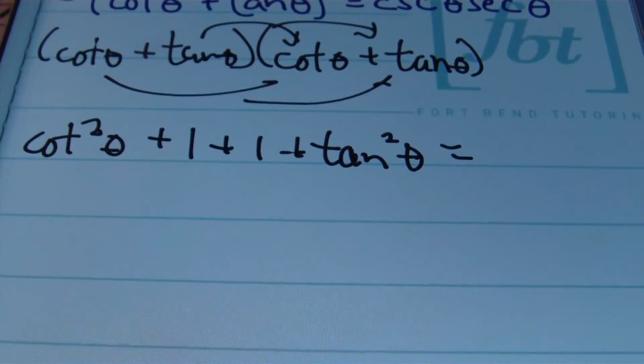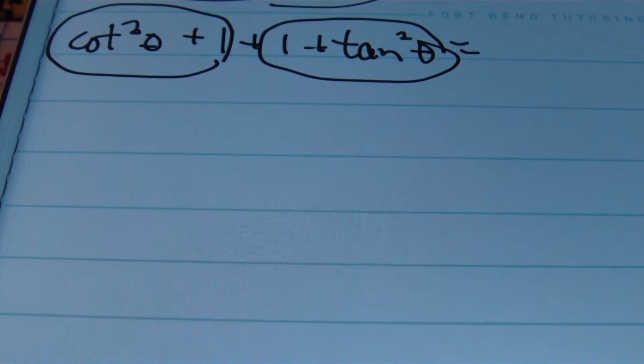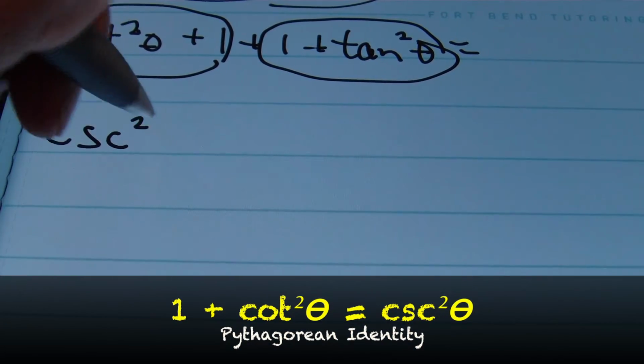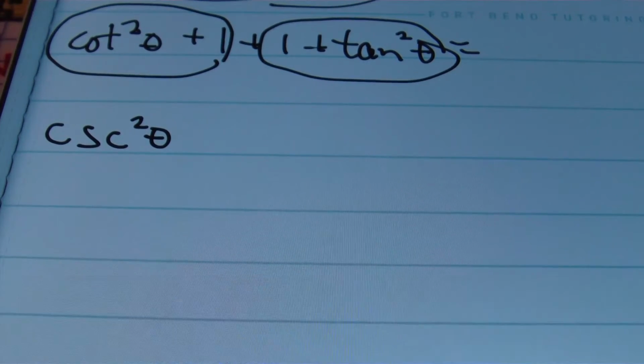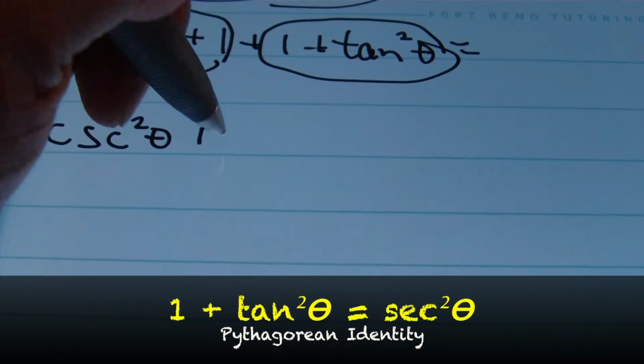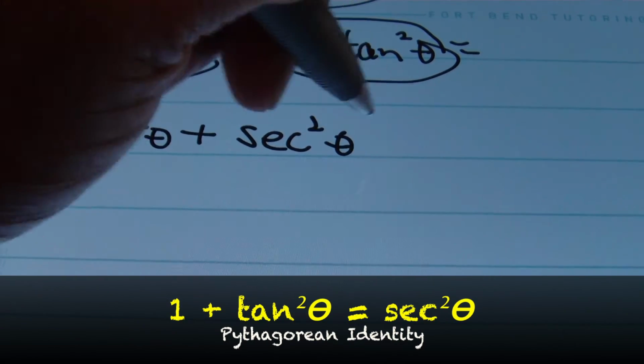From here, recognize that cotangent squared theta plus 1 is a Pythagorean identity, and so is this one. Cotangent squared theta plus 1 is equivalent to cosecant squared theta, and 1 plus tan squared theta is equivalent to secant squared theta. Isn't that cute how that worked out?